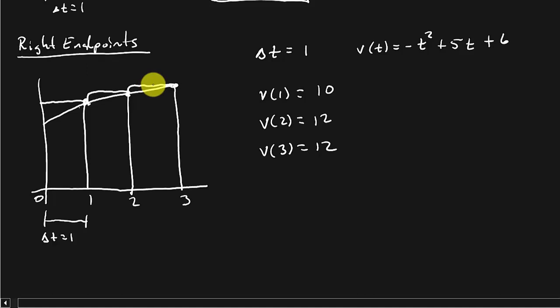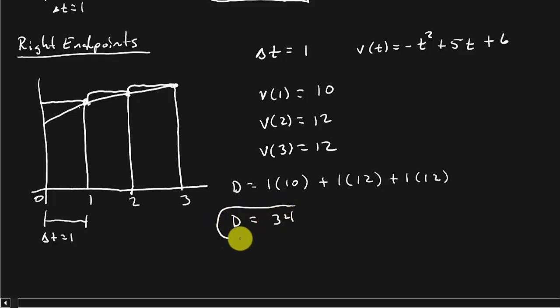All right, so I have my heights here. All I did is took the 1, 2, and 3, plugged it in here to get the heights of the rectangles. So the distance is equal to 1 times 10, that's the area of this rectangle, plus 1 times 12, that's the area of this rectangle, plus 1 times 12, which is the area of this rectangle. And so that distance is equal to 34. And there's your answer.